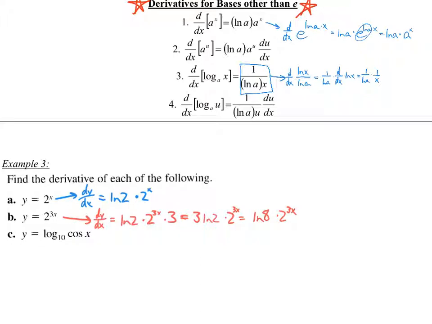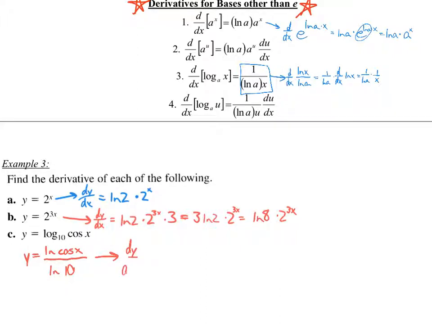All right, our last part here, log base 10 of cosine of x. I'm going to rewrite y as the natural log of cosine x over the natural log of 10. And then what's the derivative of ln of cosine of x? 1 over cosine x times the derivative of cosine, which was negative sine x. Good. Okay, so we've got that.